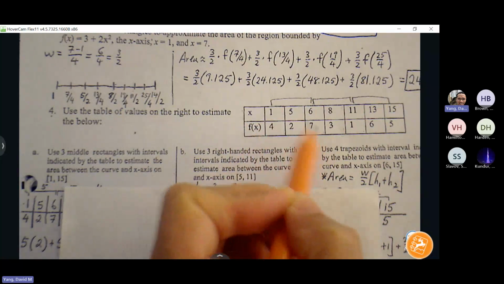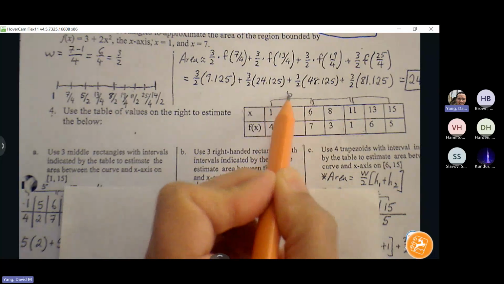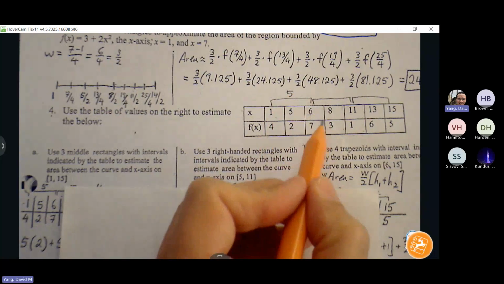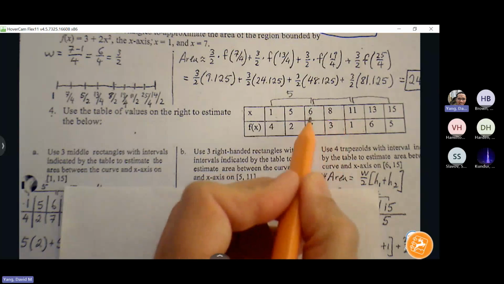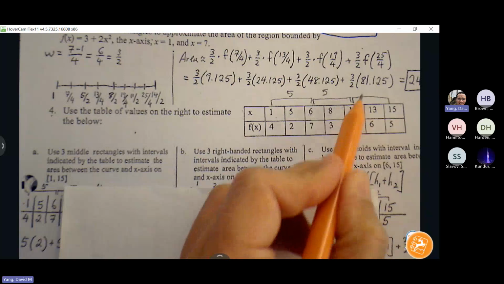The height will come from the second row. Subtract your endpoints to get the width. So the width of my first rectangle is 5. Second rectangle, 11 minus 6 is 5. The width, 15 minus 11 is 4.